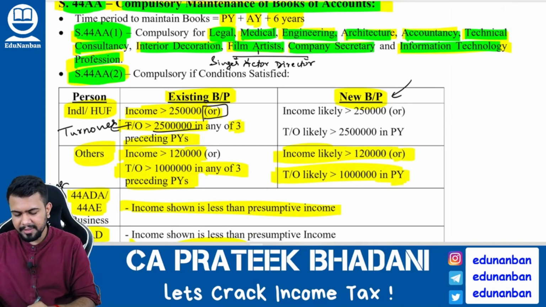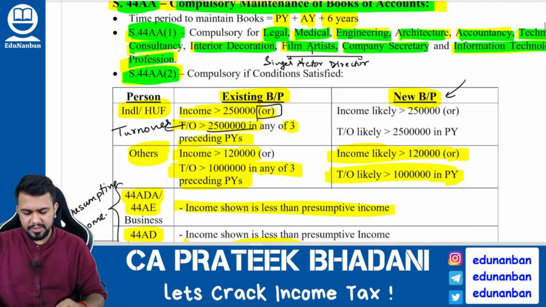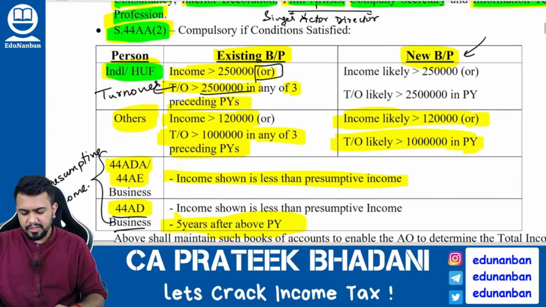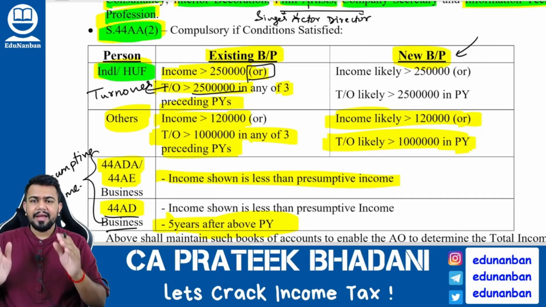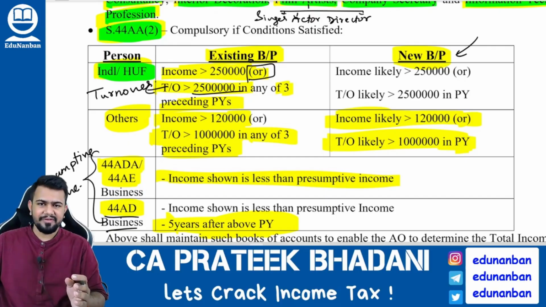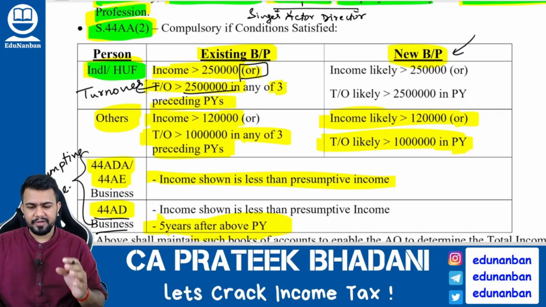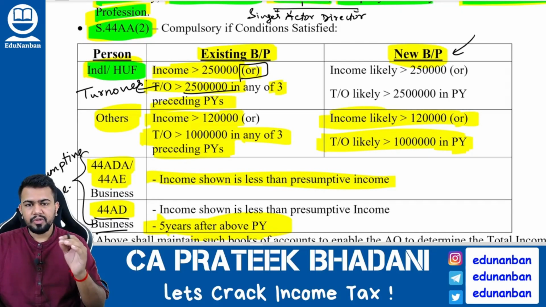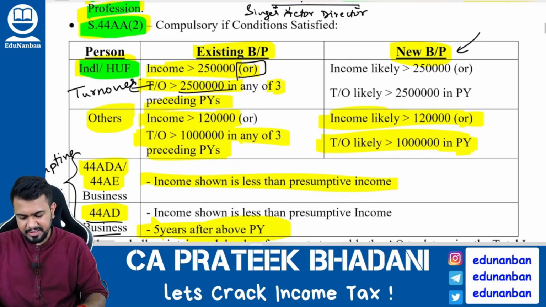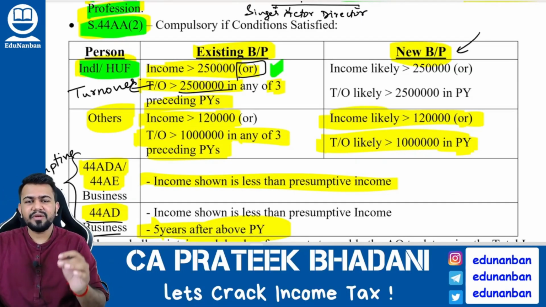Then section 44AA subsection 2. Apart from these professionals, who and all are compulsorily required to maintain books? Let us see. First and foremost, let us talk about individual and HUF. So if individual or HUF who is having an existing business, means the business which was there in the previous year or before the previous year itself it was started. Okay, then for such business, if the income is more than 2,50,000 or turnover is more than 25 lakhs in any of the three preceding previous years, that means even if one is satisfied, then that individual or HUF is compulsorily required to maintain books of accounts.